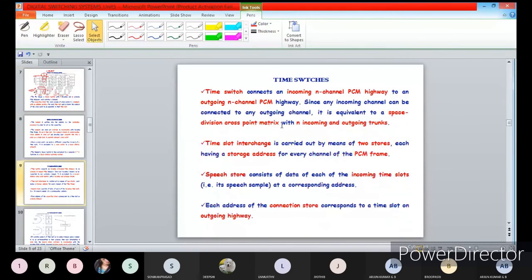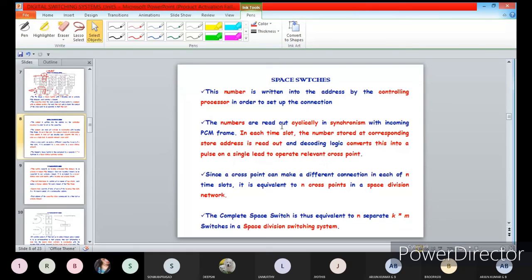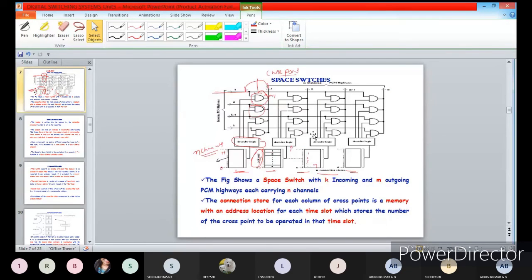Since the cross point can make a different connection in each of the n time slots, it is equivalent to n cross points of the space division. Then the complete space switch is equivalent to n separate n into m switches in a space division switching system. This is the way to operate the connection between n incoming and m outgoing PCMs through these integrated circuits.